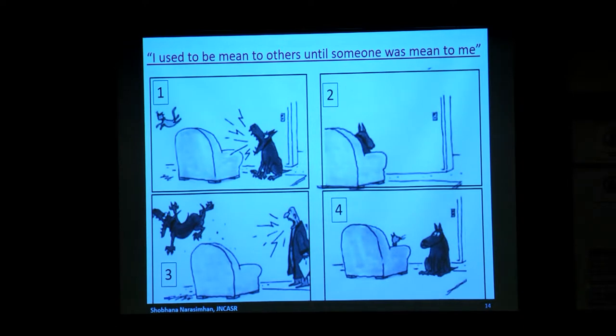Okay, the dog yells at the cat, then the dog sits, and then the dog is yelled at, and then the dog learns how it felt to be yelled at. So the next time it sees the cat, it just sits and looks at it. So this says, I used to be mean to others until someone was mean to me. So it's exactly the opposite message of the previous one.